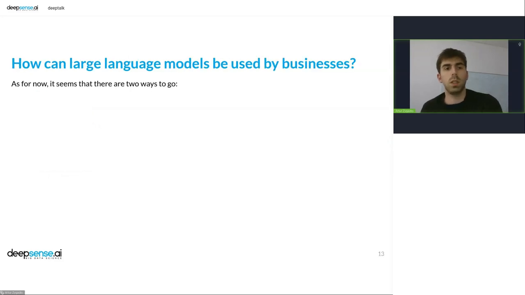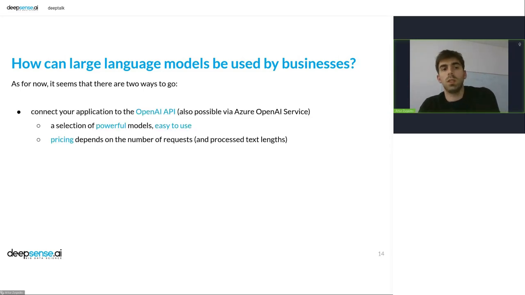And speaking of businesses, let me tell you how businesses can actually make use of LLMs. It seems that there are two main ways to go. The first one is to connect your application to some API that serves the language model. The most popular and probably most powerful one is the OpenAI API. If you are a bit concerned with your data privacy, you can also check the Azure OpenAI service, which is offered by Microsoft, and which also serves the same set of models as the OpenAI API.